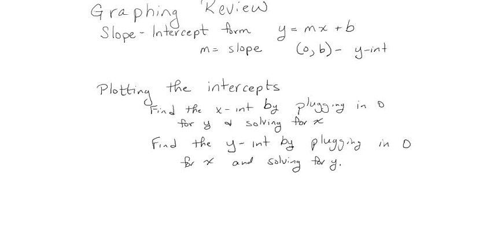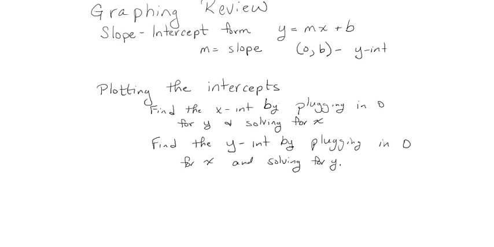First, we'll start with the slope-intercept form as the easiest way to graph a line. Slope-intercept form is y equals mx plus b, as you see here, where m is your slope and the point 0, b is your y-intercept.